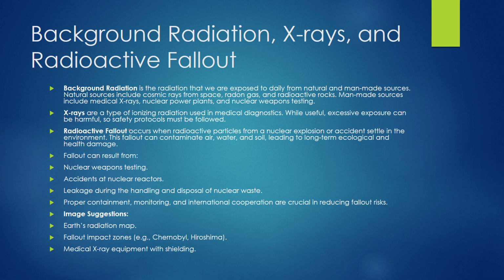Radioactive fallout occurs when radioactive particles from a nuclear explosion or accident settle in the environment. This fallout can contaminate air, water, and soil, leading to long term ecological and health damage. I think you all know what happened in Hiroshima and Nagasaki, and the people are still suffering from those nuclear bombs dropped during World War II. Fallout can result from nuclear weapons testing, accidents at nuclear reactors, leakage during the handling and disposal of nuclear waste. Proper contaminant monitoring and international cooperation are crucial in reducing fallout risks.